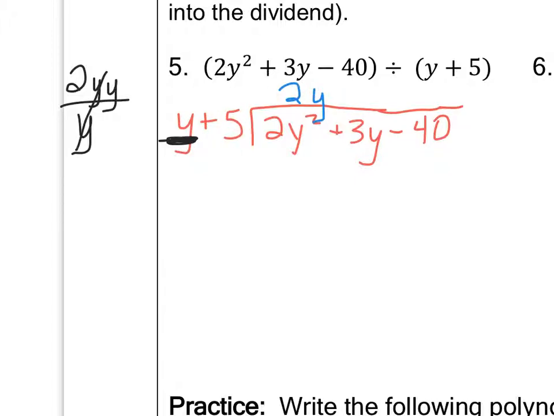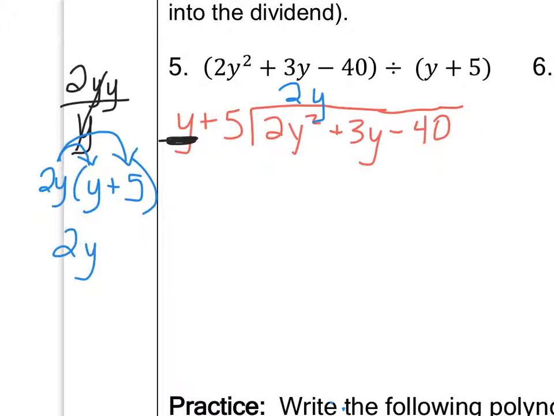Okay, next step is we are supposed to multiply this guy at the top times this guy here. So this is a double rainbow, a distribution problem. Come back over to our workspace. We're going to say 2y times y plus 5. And we're going to use our double rainbow. So 2y times y and 2y times 5. Well, 2y times y is 2y to the second power, and 2y times 5 is plus 10y. So that's what we're going to bring down. So we've got 2y squared plus 10y.